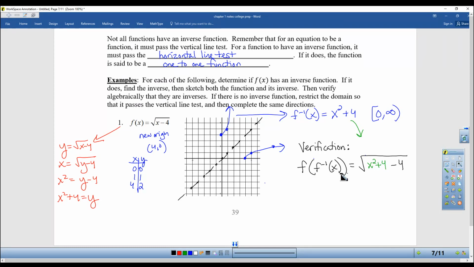Remember, when you do this verification, it should come out to be x. But don't just write x. Show me each step that makes it x. So since the composition of the function and its inverse makes x, I have verified it. I've verified it graphically, algebraically, and I found the inverse graphically, verified it manually. So there we go.